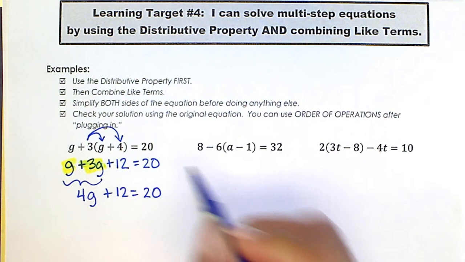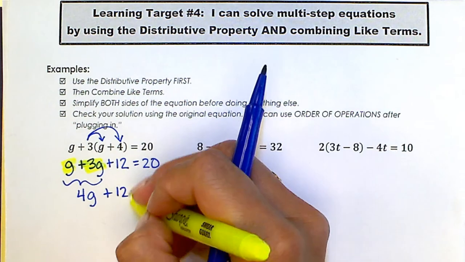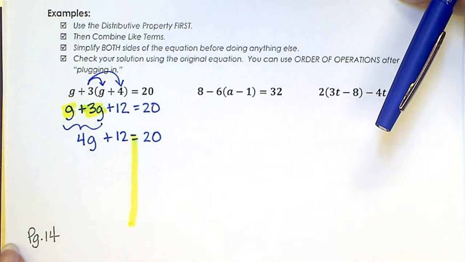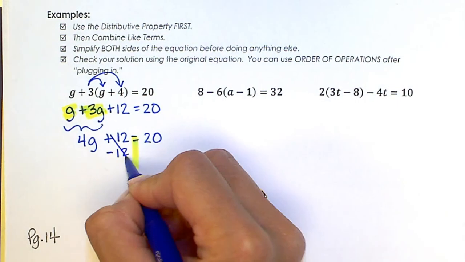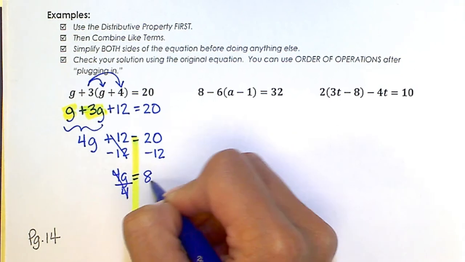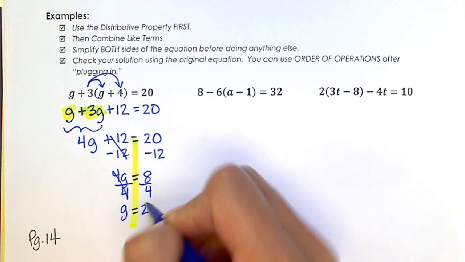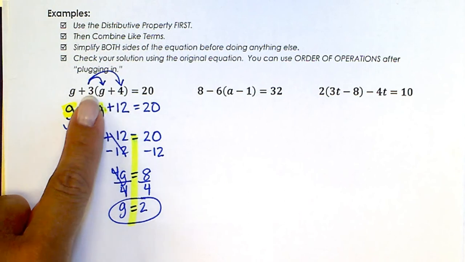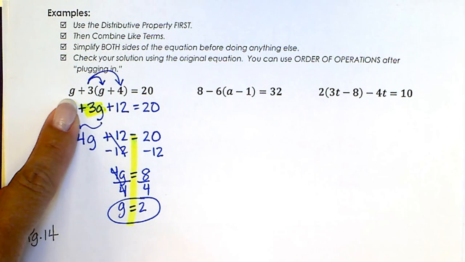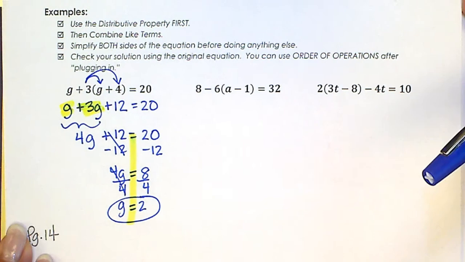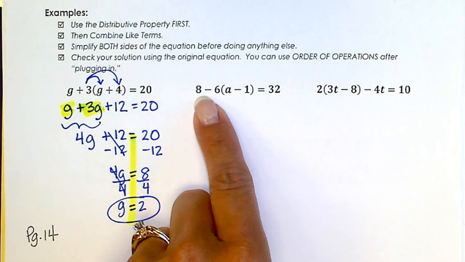And now you're back to a two-step equation, and I'm going to draw the line down so that I can keep my sides balanced. And the next step, we're going to subtract 12. We get 4g equals 8, divide by 4, and g equals 2. Now you can go back up here and plug in 2 to check it if you'd like. If I plugged in 2, that would be 6 in here. 3 times 6 is 18, and 18 plus 2 does in fact give me 20, so I know that my answer is correct.